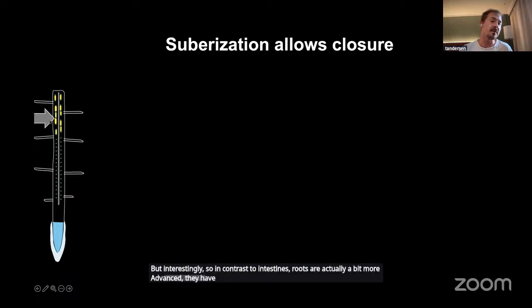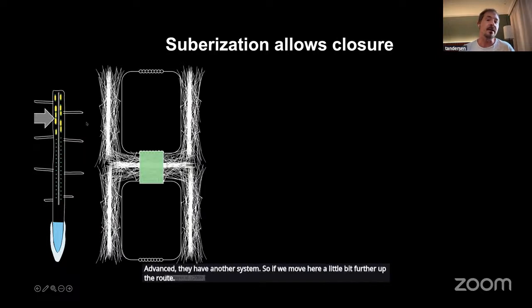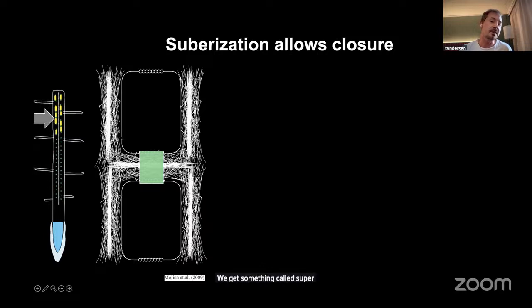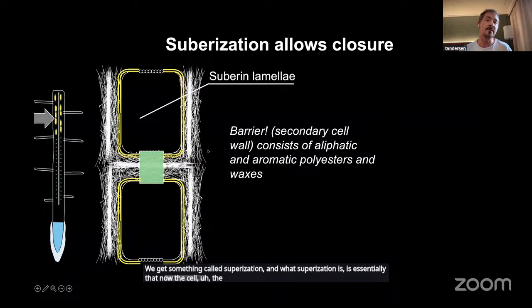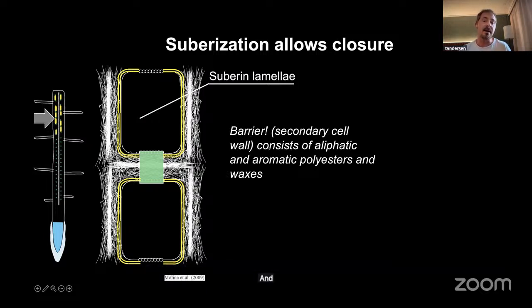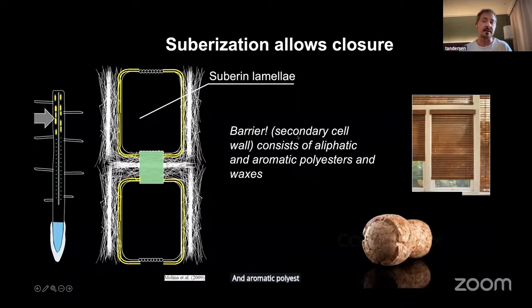So if we move a little bit further up the root, we get something called suberization. What suberization essentially is, is that now the cell or the membranes can be covered in another layer called suberin. And this creates another barrier. This is essentially a polymer of waxes and aromatic polyesters that cover this. And you can compare this to closing the shutters.